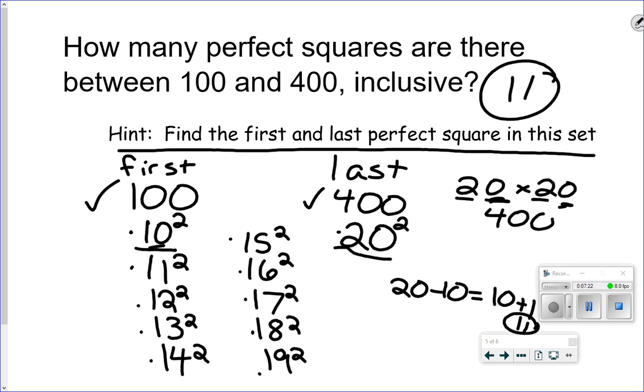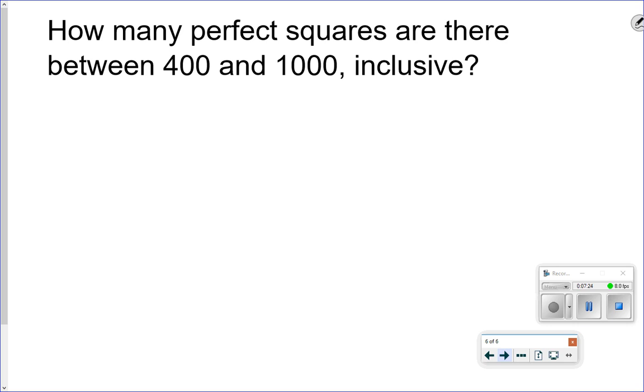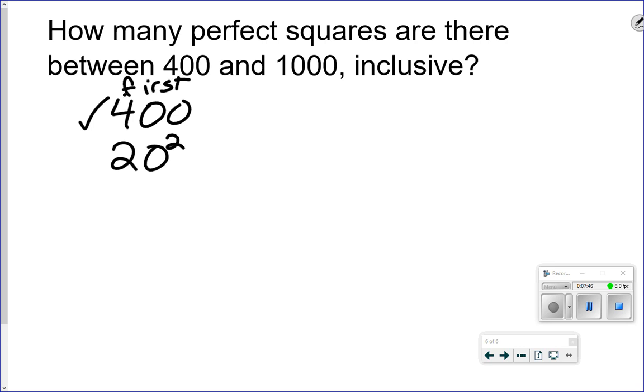Okay, let's do one more example like that. Let's see how many perfect squares there are between 400 and 1,000 inclusively. We already know 400 is a perfect square, so that's good. We're going to include that and it's going to start us off, and that's 20 squared. That's the first one. We need to know how high to go up to. So we need to know what the last one is, and it might take some guessing and checking here. 1,000 is not a perfect square.